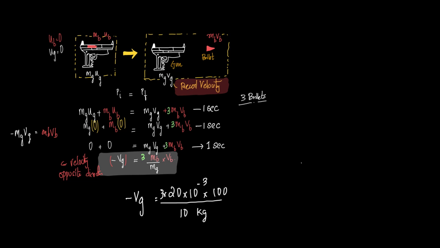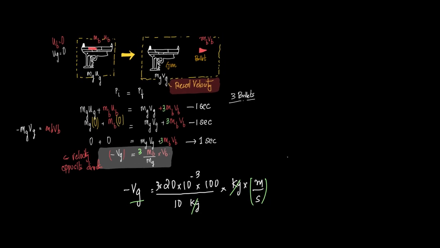Now you may be wondering, what about the units? We will see that. This is kilogram into meter per second, and therefore kilogram will cancel. The final equation will be in terms of meter per second, which is velocity. So that equation is dimensionally consistent. Now all we need to do is solve the equation.